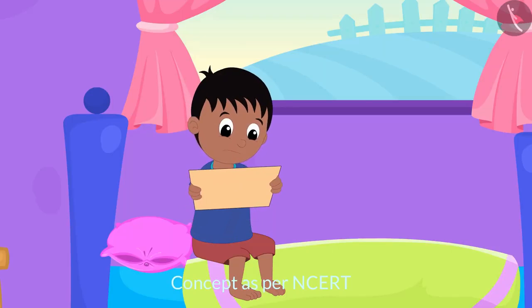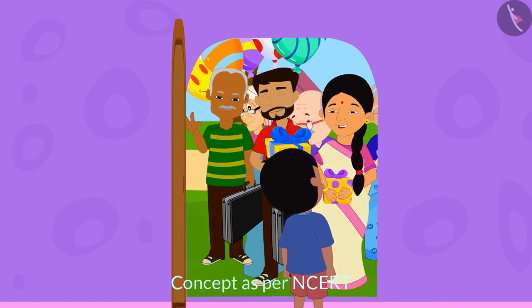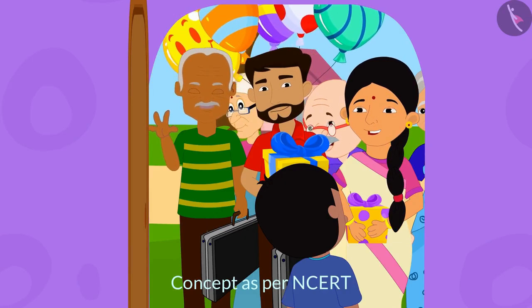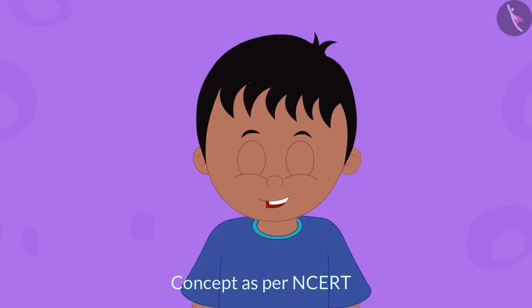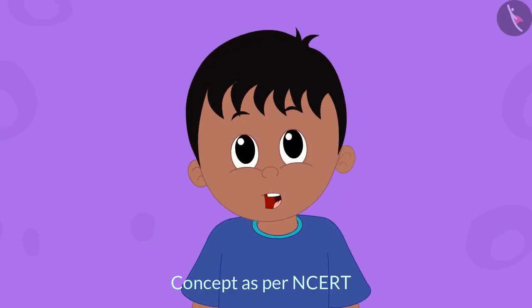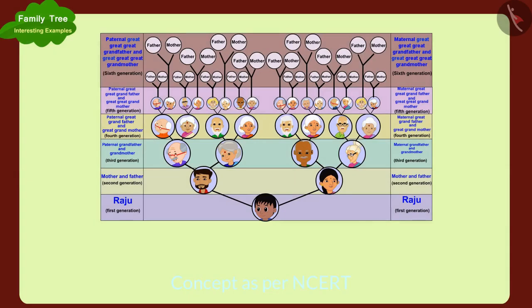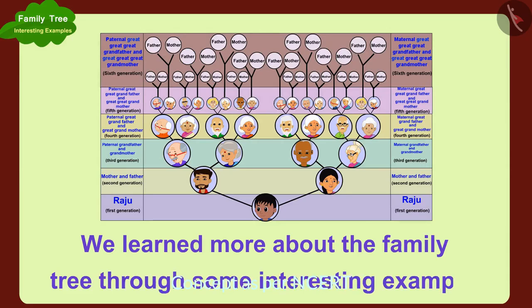Just then, Raju's doorbell rang. When Raju opened the door of the house, he saw that the relatives whom he had till now only seen in that family tree were now in front of his eyes and had come to celebrate his birthday. Children, in this video, we learned more about the family tree through some interesting examples.